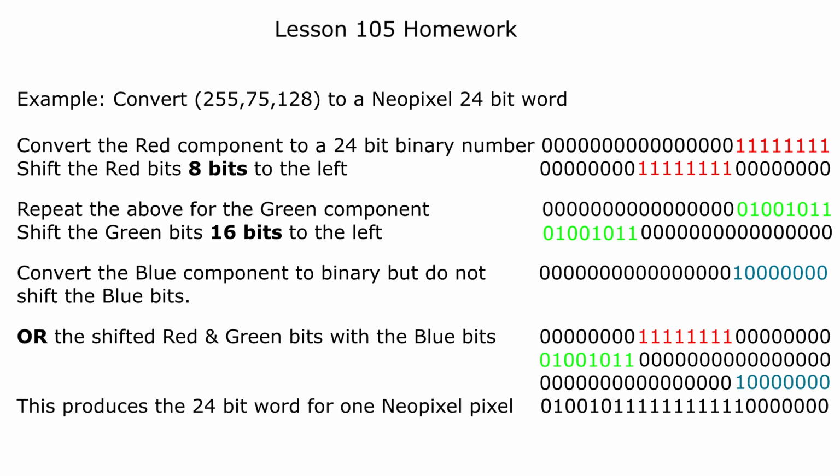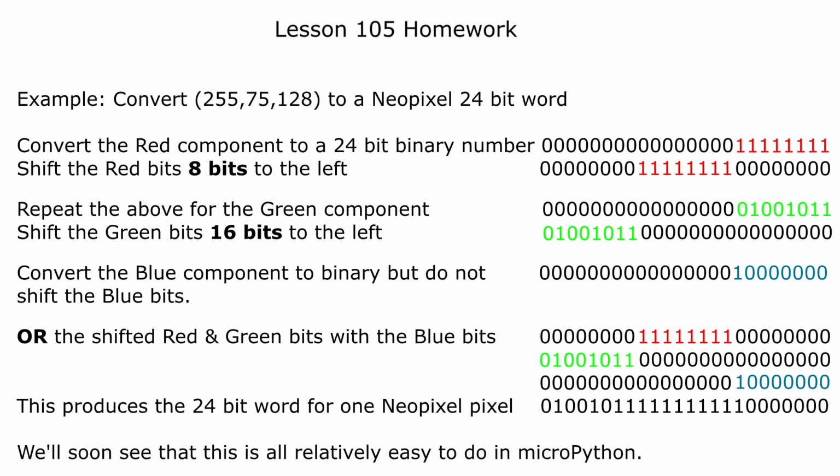Finally, we OR the shifted red and green bits with the blue bits. This produces the 24-bit word for 1 NeoPixel. So the RGB color 255, 75, 128 can be represented on the NeoPixel using the 24-bit word shown here. We'll soon see that this is all relatively easy to do in MicroPython.